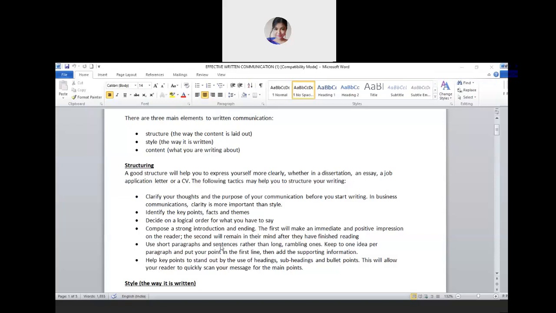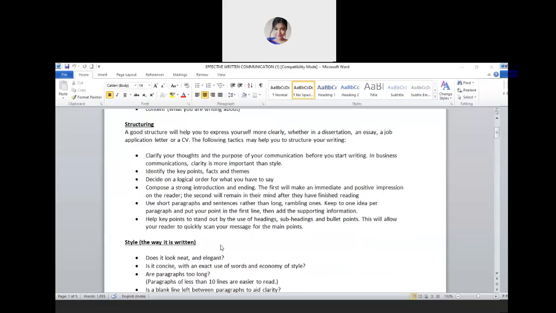You can also do one another thing to help the key points stand out, which is by using headings, subheadings, and bullet points. You can use the key points as headings, subheadings, and bullet points, and this is going to let the reader quickly understand your message.